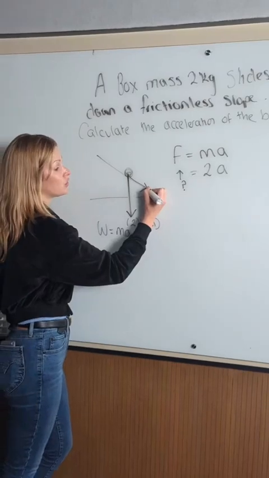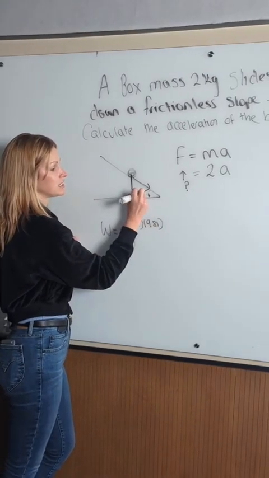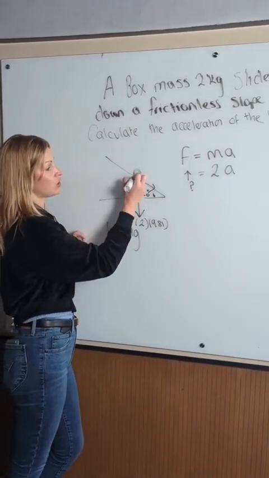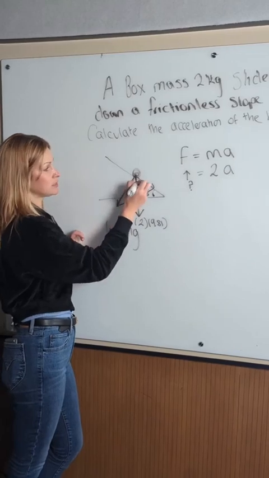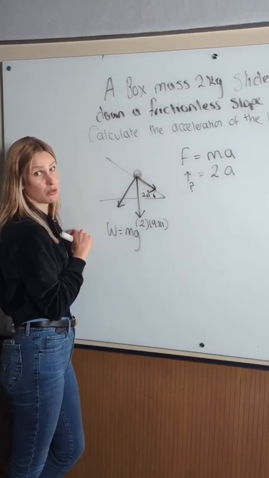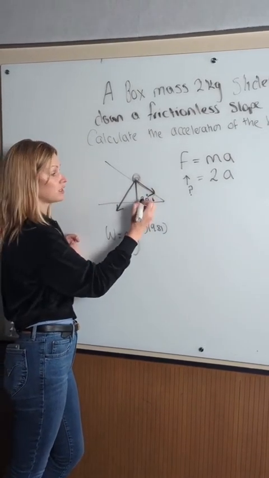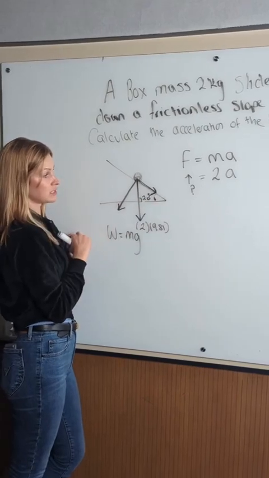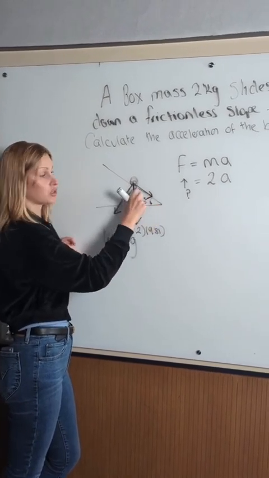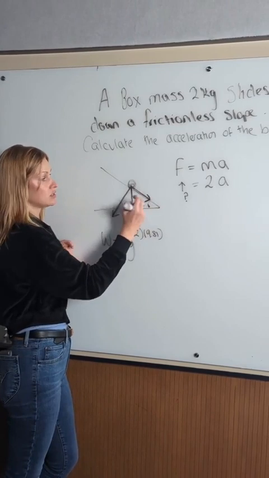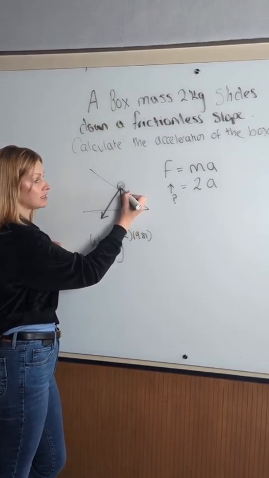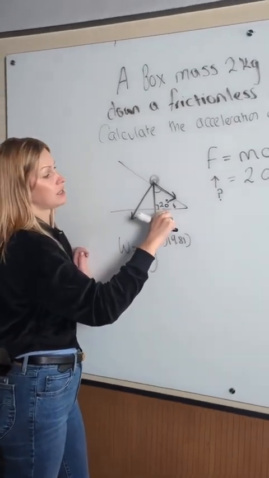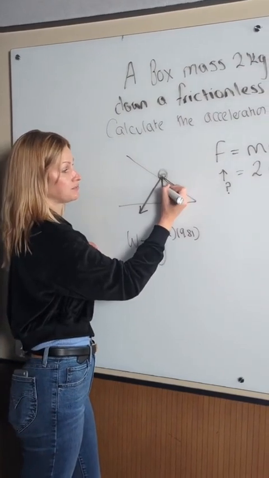Let's say the slope is at a 20 degree angle. Now I want to figure out the force perpendicular and parallel to my slope. If that's my 20 degree angle there, this angle must be 90 degrees. Then this is my triangle, and all the angles have to add up to 180. So this angle is going to be 180 minus 90, which is 90, and 90 minus 20 is going to be 70.